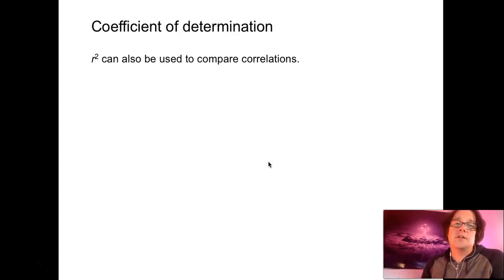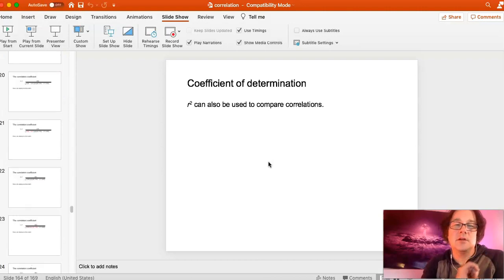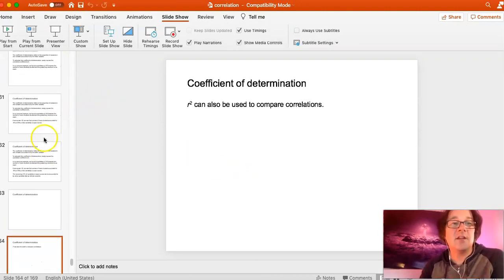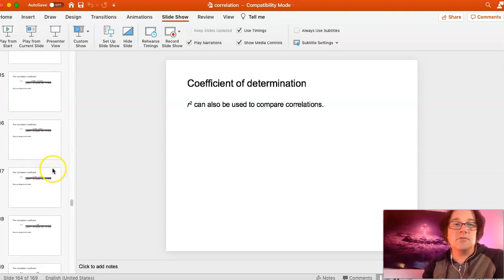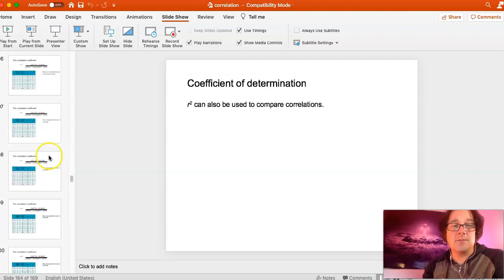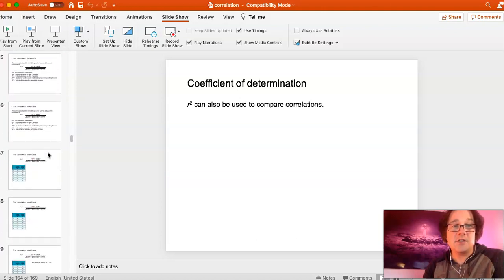When it comes to the coefficient of determination, R squared can also be used to compare correlations directly, but we will worry about that for some other time. I want to now just take a moment to open up SPSS and run our correlation and see if it actually matches up. Let me just go up to our calculations.